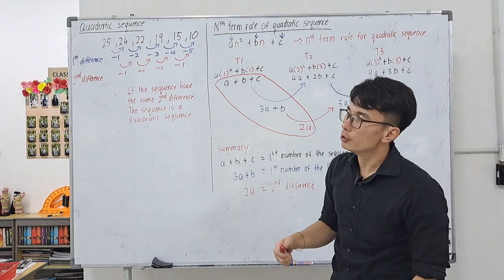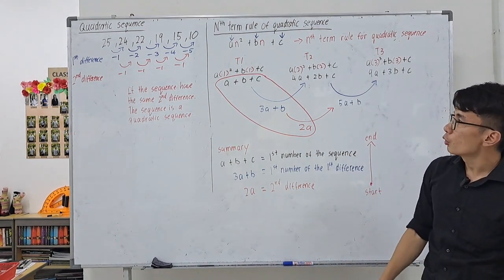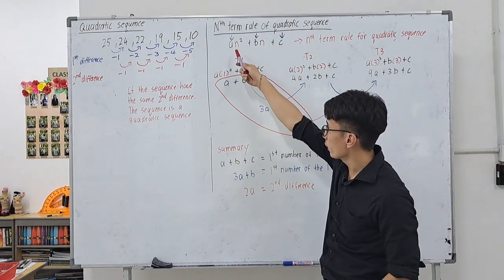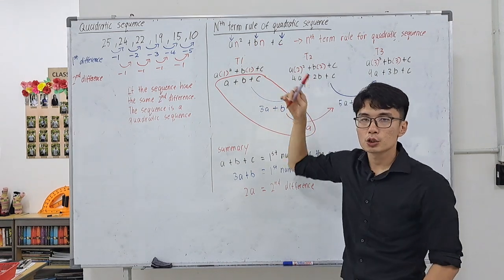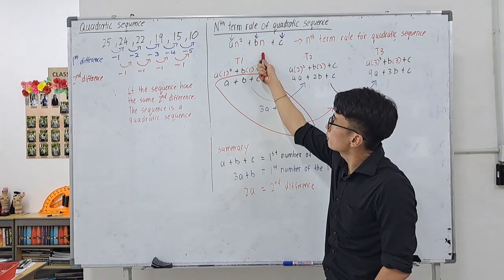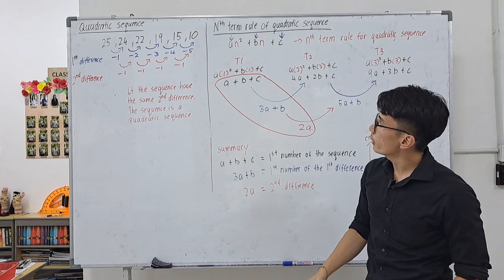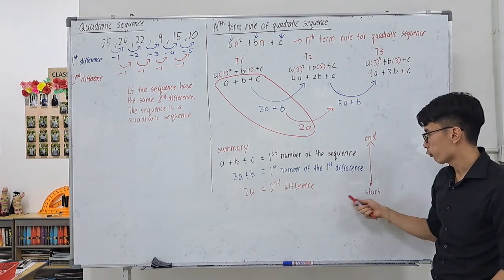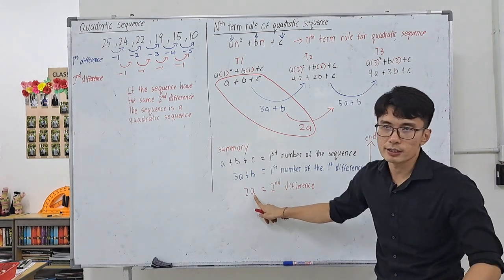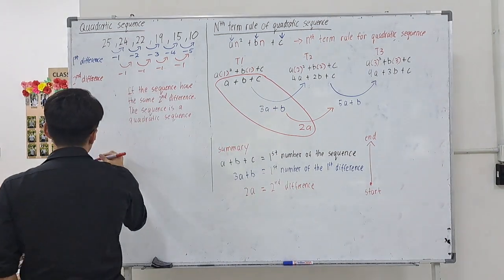So if you want to find the n-term rule, we can apply this formula over here. Okay, so again, the n-term rule of a quadratic sequence is written in this way: an squared plus bn plus c. So all we have to do is find the values of a, b, and c, substitute them inside the expression, and we are done. So how do we find a? We will do this one by one. We will start from the bottom to top. Why bottom? Because there's only one unknown here and it's easy for us to find that first. Okay, so let's start to find a.